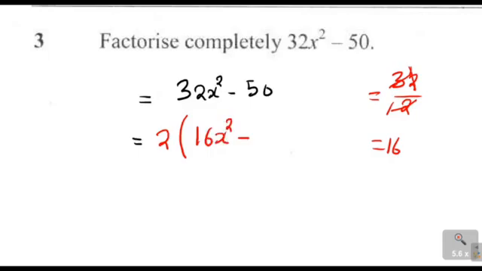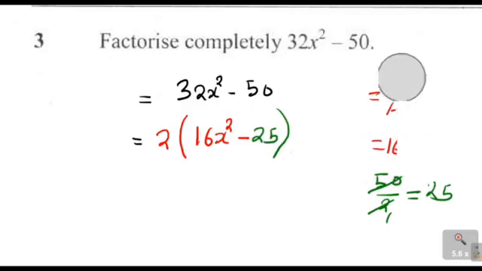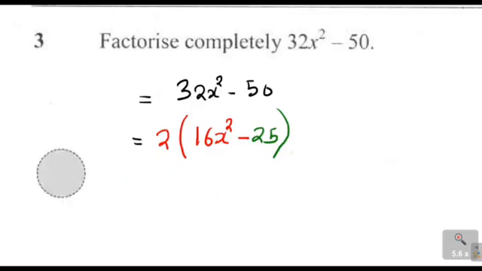we also do the same, where we have 50 divided by 2. So 2 into 50 is 25. So it means that here we are going to write 25. This is very important so that you know what you are doing. So this is what we have. We have 2 outside, inside we have 16x squared minus 25.